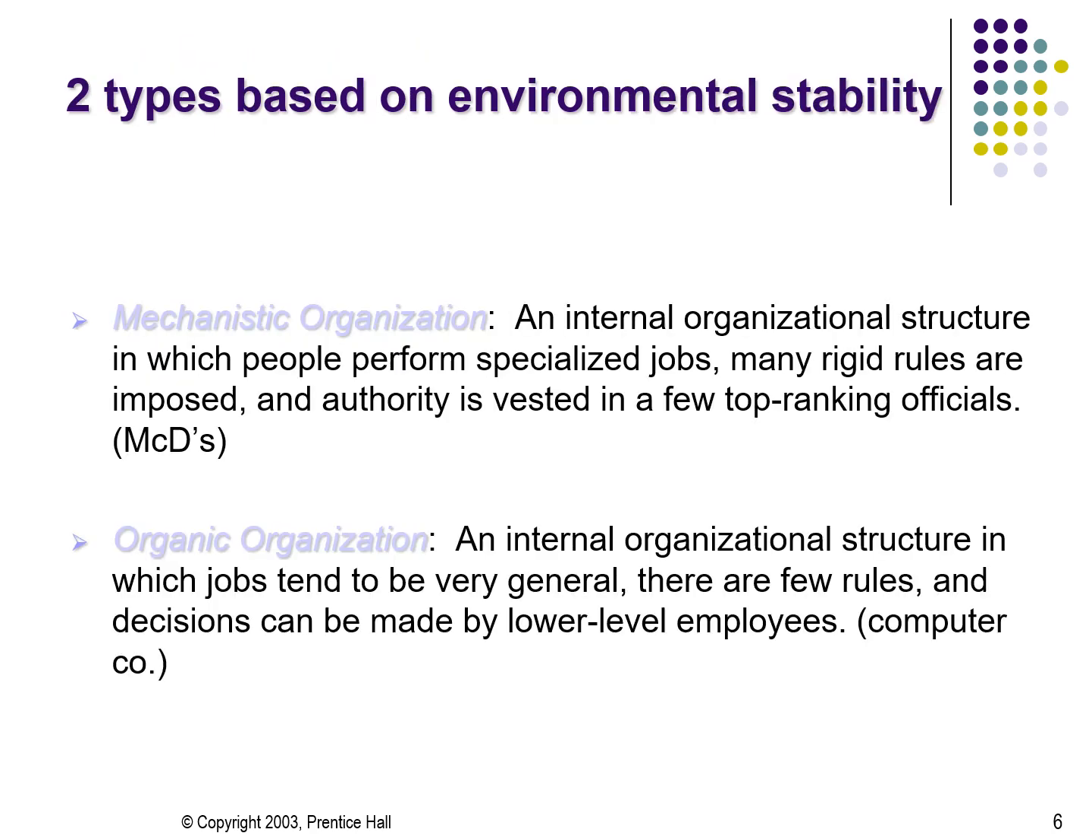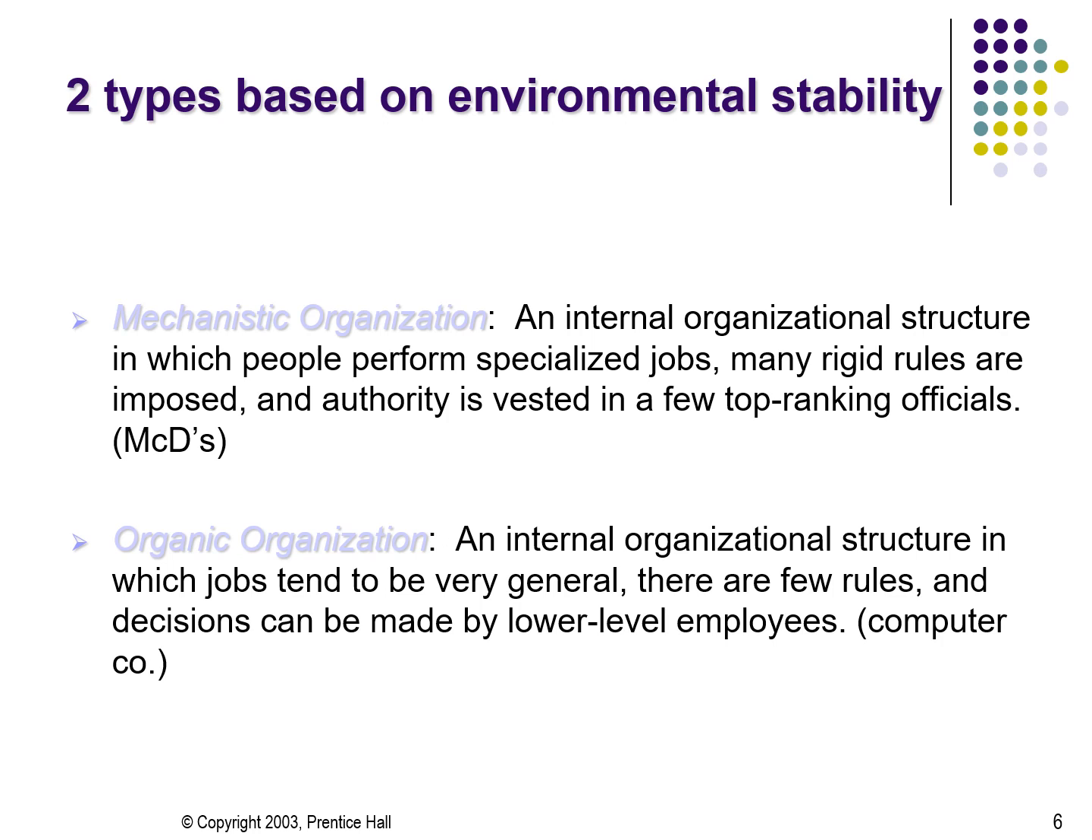So there's basically two broad types of organizations under the contingency approach. There's the mechanistic organization. It's an internal organizational structure in which people perform specialized jobs, have rigid rules imposed, and authority is vested in the top few ranked officials. And we'd think of this as classical organizational theory, or Theory X. McDonald's might be a good example of this.